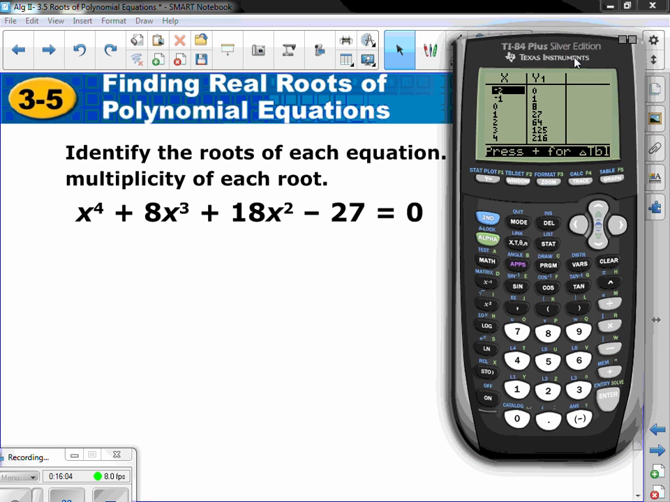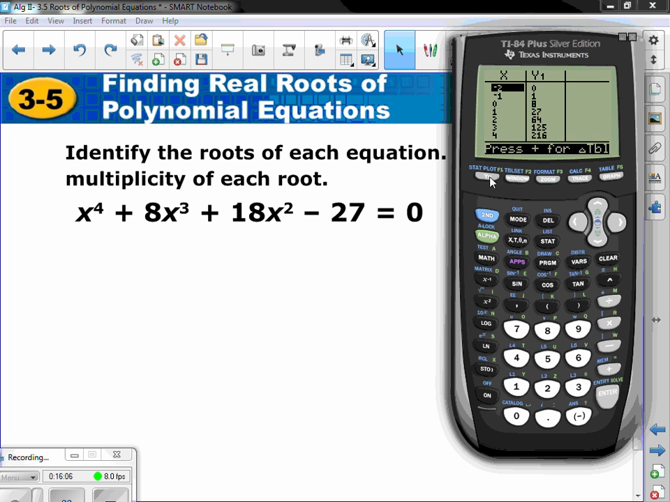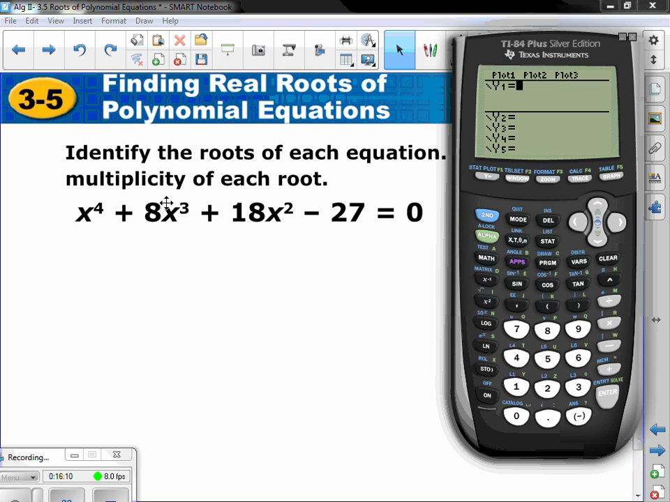I have x to the 4th plus 8x cubed plus 18x squared minus 27. If I try to factor by grouping, I take out an x cubed, I'm left with x plus 8. There's no way I can be left an 8 from a 27. So I know factor by grouping doesn't work.